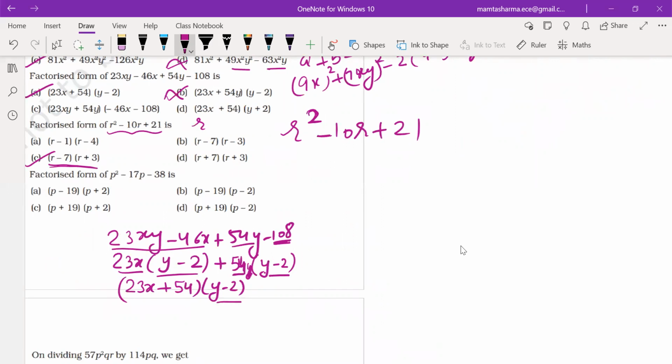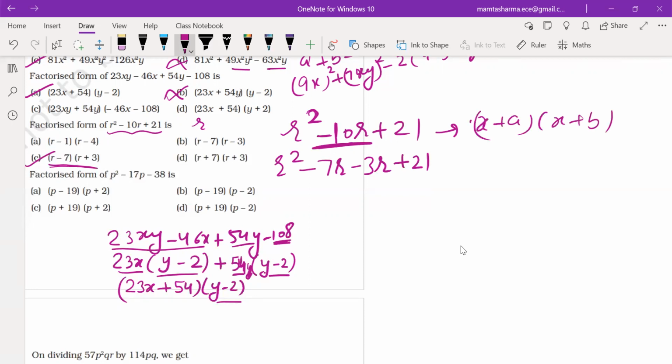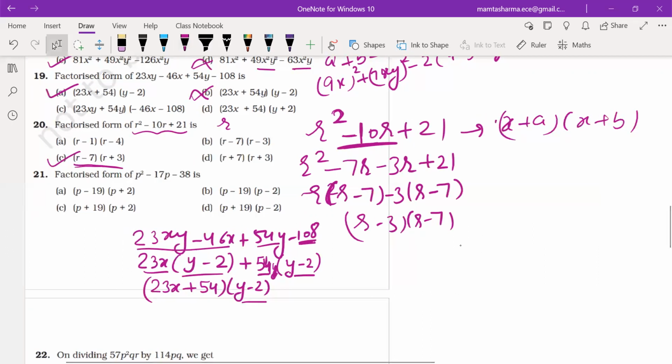So you can factorize. You can split this term, minus 10R, as minus 7R minus 3R plus 21. Ma'am, this is the x plus a, x plus b form, right? So r can be taken as common from r square minus 7r, and minus 3 can be taken as common, so r minus 7. So r minus 3, r minus 7. Yes, correct. Ma'am, B is the answer. Yes, ma'am, that's what I was saying.